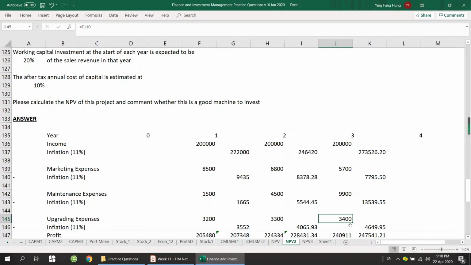After writing down the numbers for the income and for the expenses, next we have to calculate for the inflation.